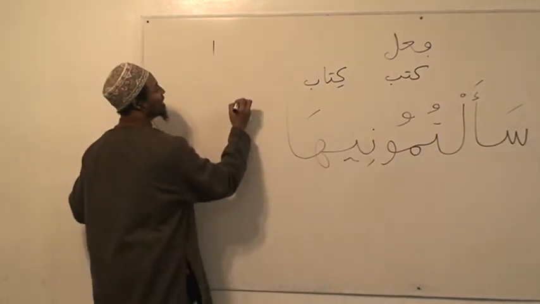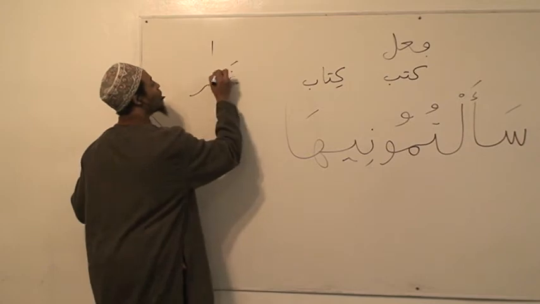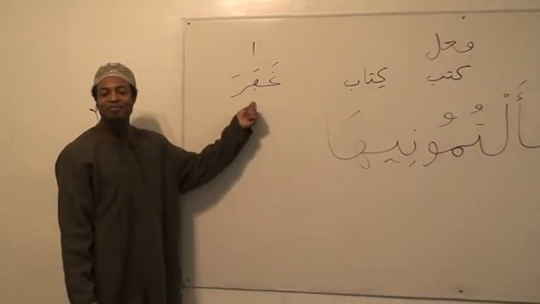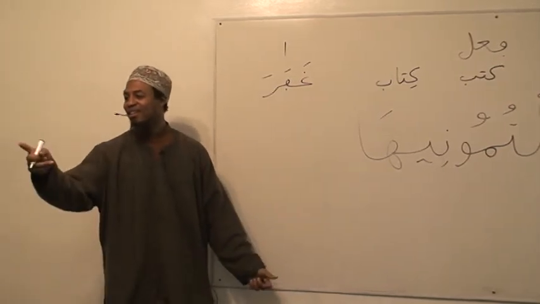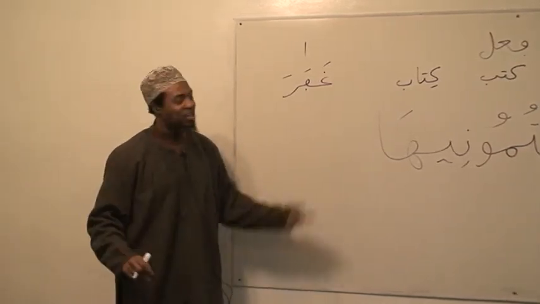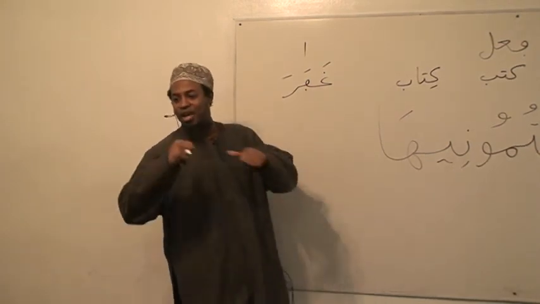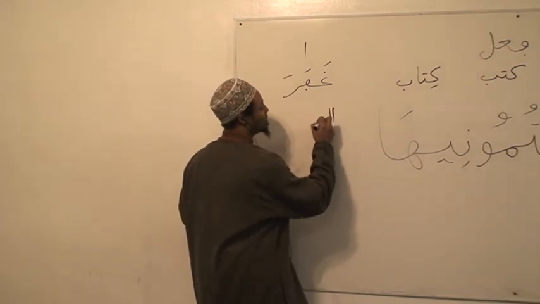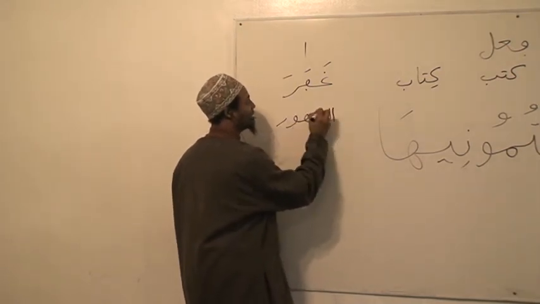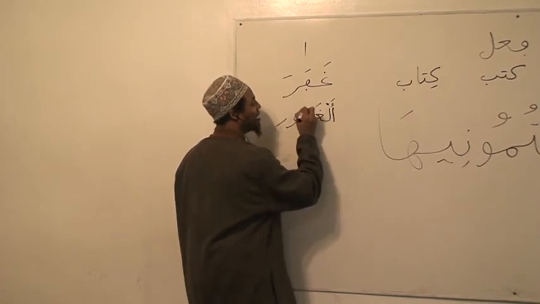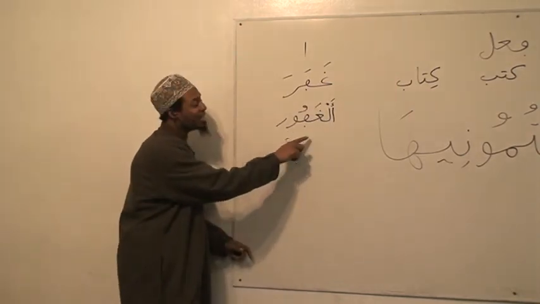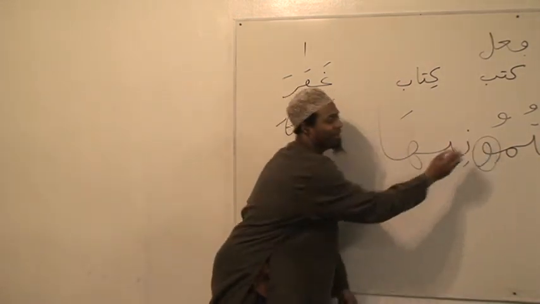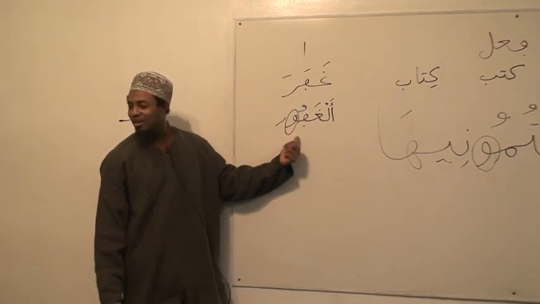We can see the sin mixed with the ta. Let's do this one. What is this word? Ghafara. You see it? Pay attention. This word is ghafara, right? What does ghafara mean? Has forgiven. It's a past tense verb, meaning he forgave. And what is this? Al-Ghafur. See the extra waw right there? It's added. It's extra. You see that?